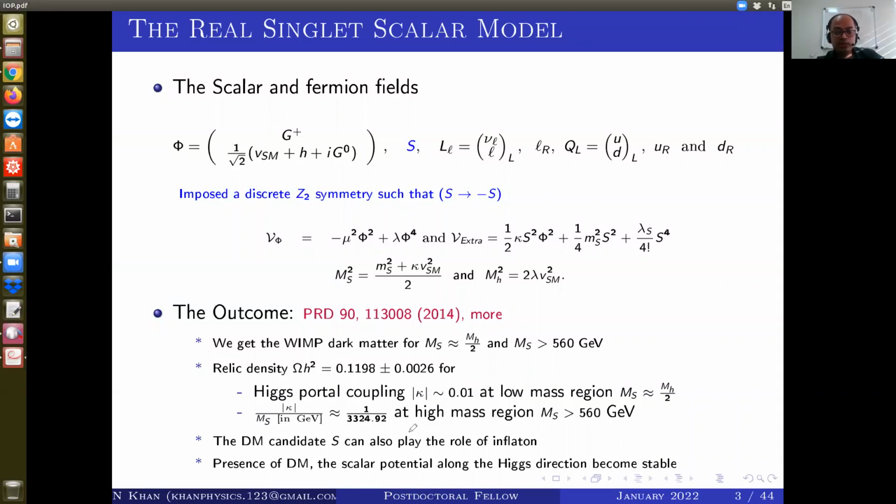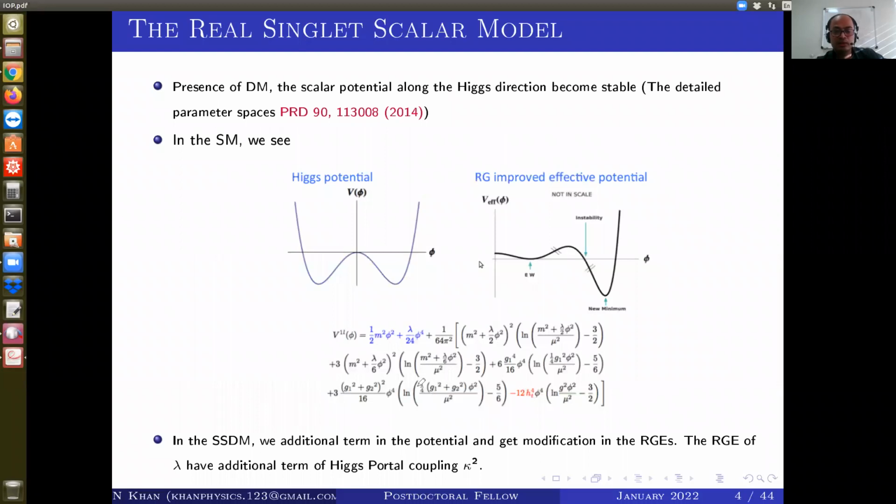So what is the stability analysis? Let me try to tell you. So let us see. If there is no singlet scalar, and you have only the tree level scalar potential, then the potential is like this. There is only one minima along the positive scalar direction. There is no other minima for the tree level scalar potential.